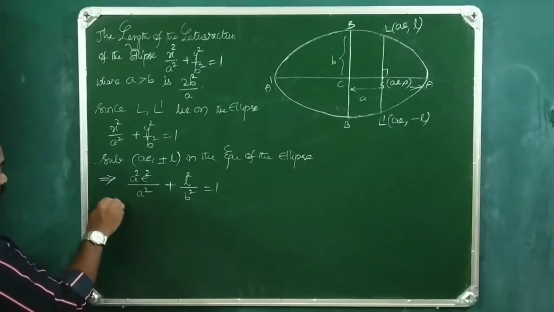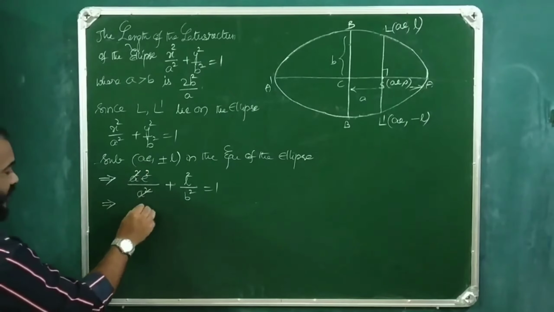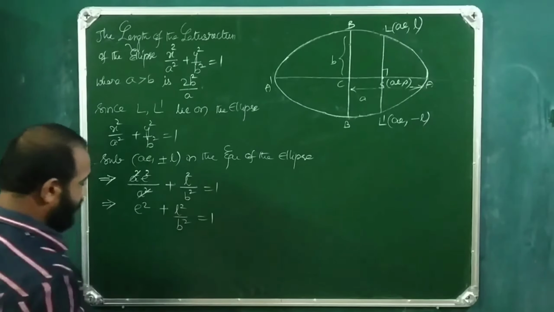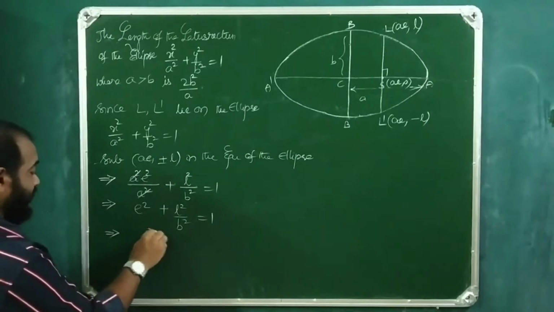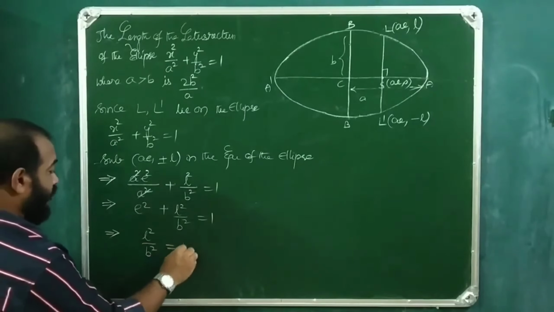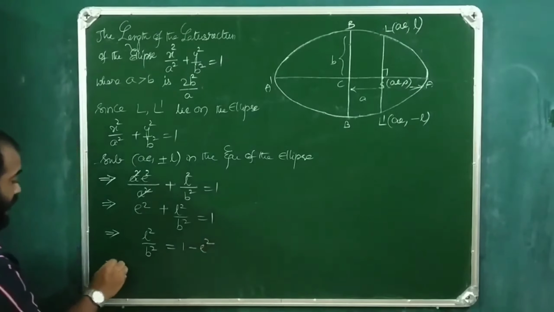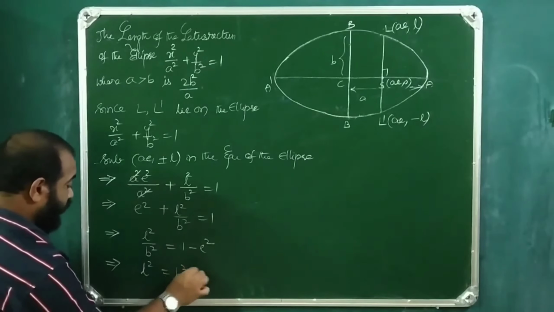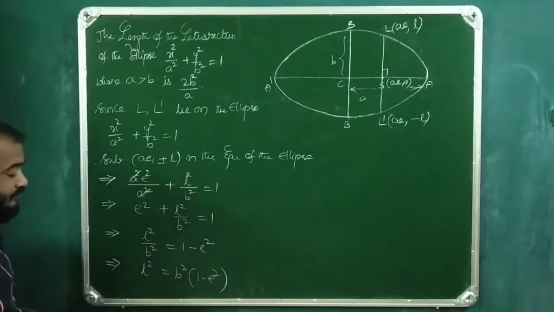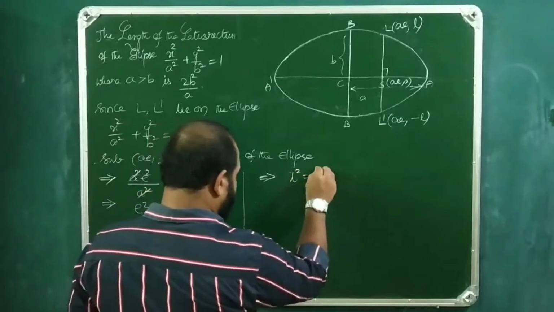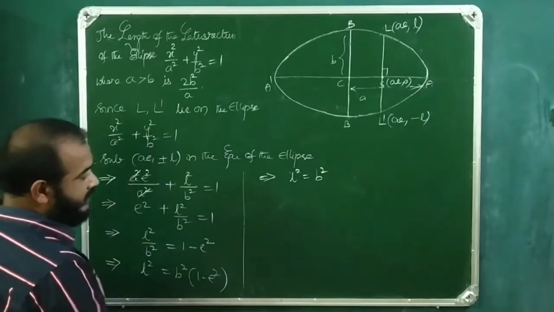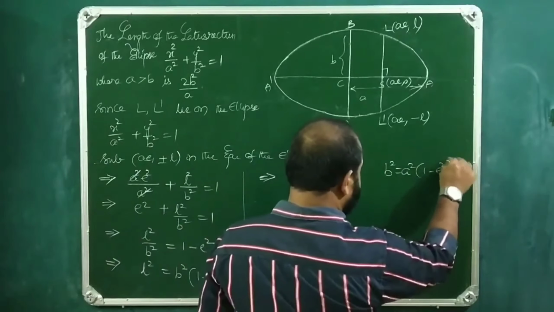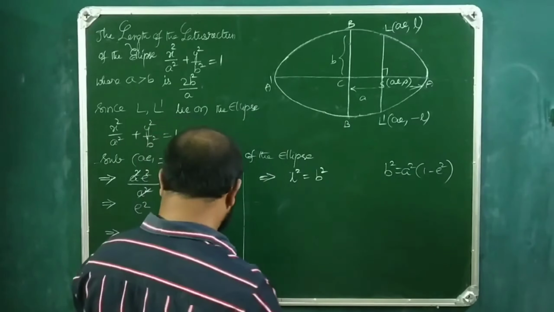a square gets cancelled, e square plus l square by b square equals 1. So from this, l square by b square is equal to 1 minus e square. So l square is equal to b square into 1 minus e square. This can be written as b square is equal to a square into 1 minus e square. That's what we have proved.